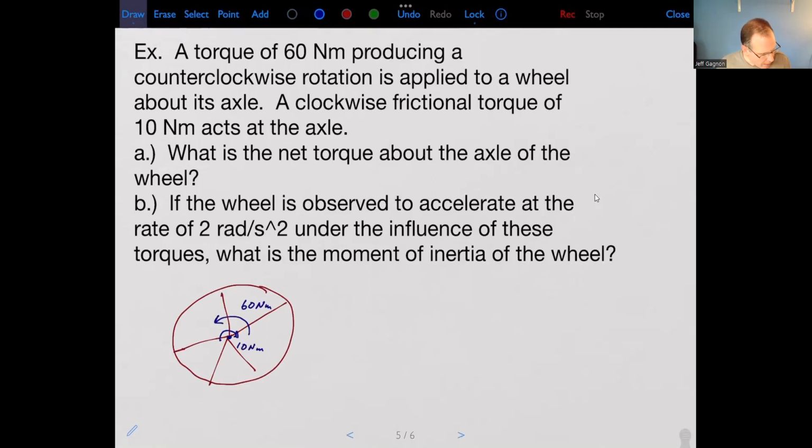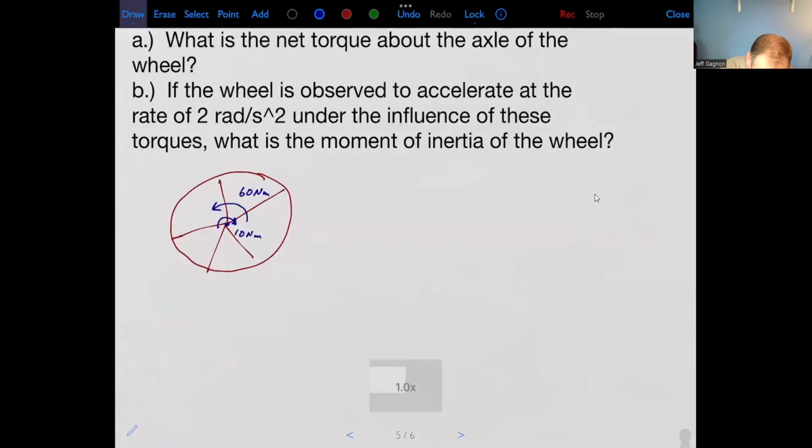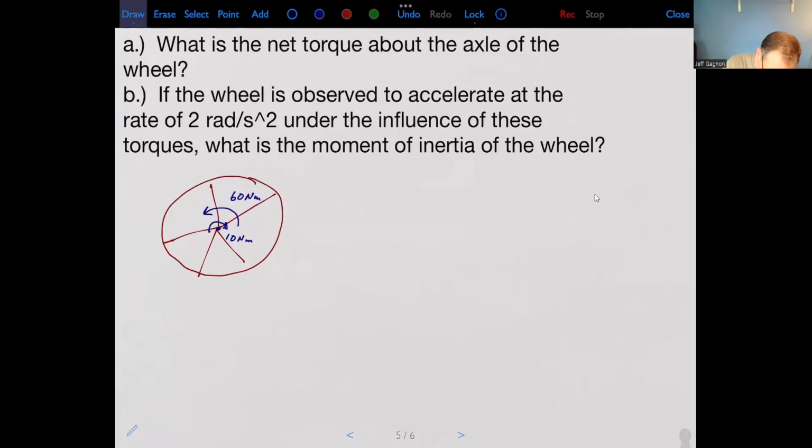Okay. And then there's a couple of questions. The first question is, what is the net torque about the axle of the wheel? And the second question is, if the wheel is observed to accelerate at the rate of 2 radians per second squared under the influence of these torques, what is the moment of inertia of the wheel? Okay, so part A, what is the net torque about the axle of the wheel?